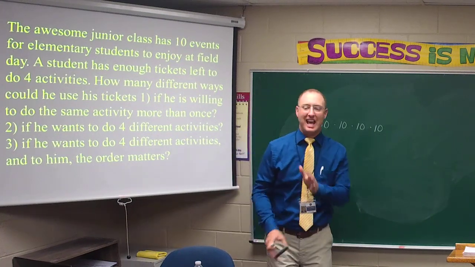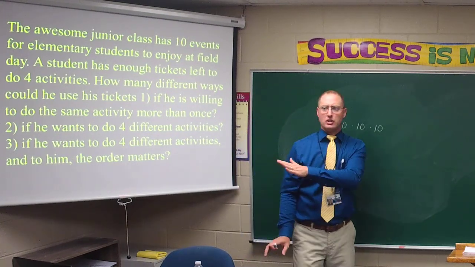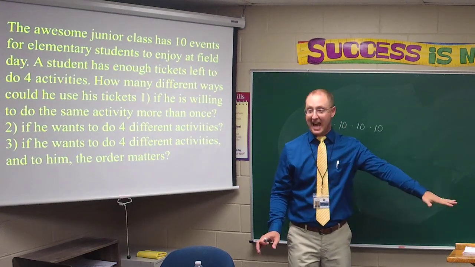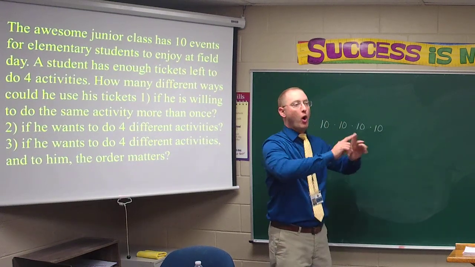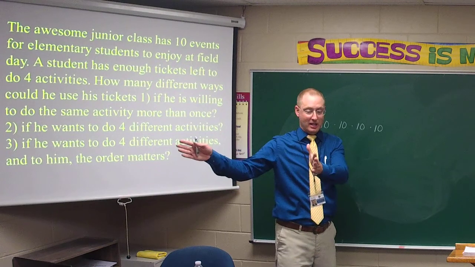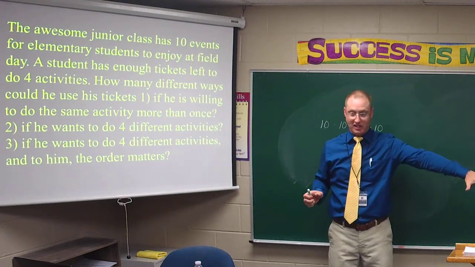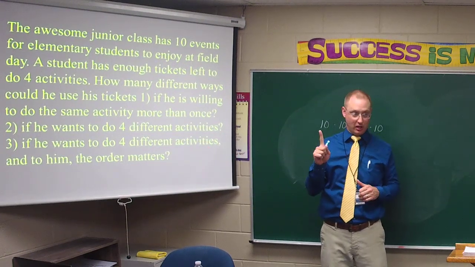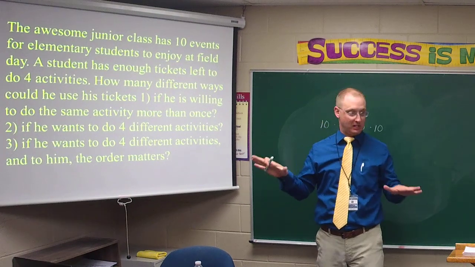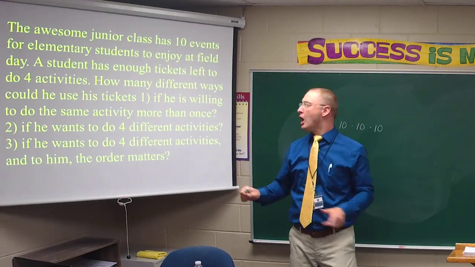If he had 10 events and there were 4 snacks, and he was going to choose one of those, 10 events or 4 snacks, and he's going to choose one thing to spend the last ticket on, that's where you do 10 times 4. Does that make sense? Do you see the difference? All right, let's go to the second one.